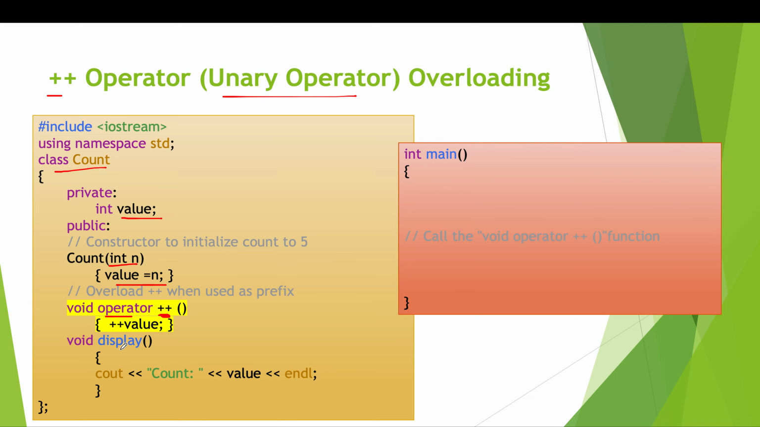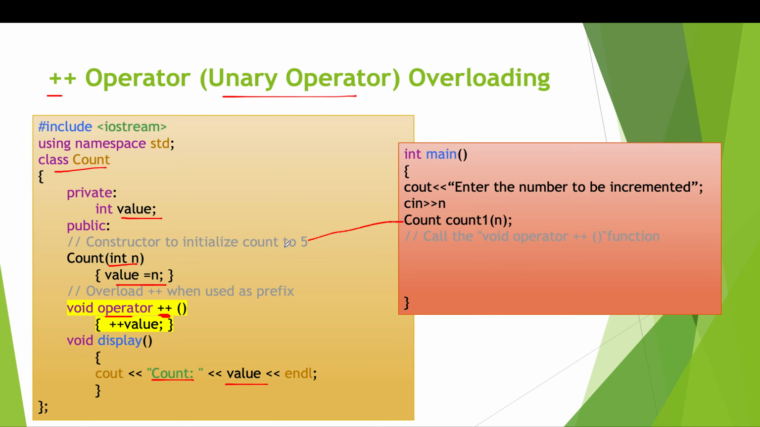Fine. So the last function is display, which is simply displaying the value of the value variable. Now we'll see main. Main may enter the number to be incremented. N input we have taken. We have called the constructor function. This constructor function will be called. Next, we have to call the operator function. For calling the operator function, we simply write plus and then the name of the object.